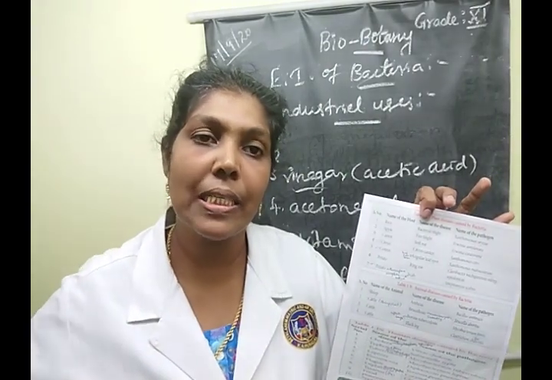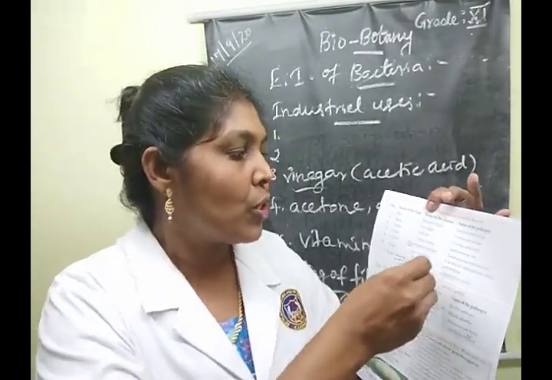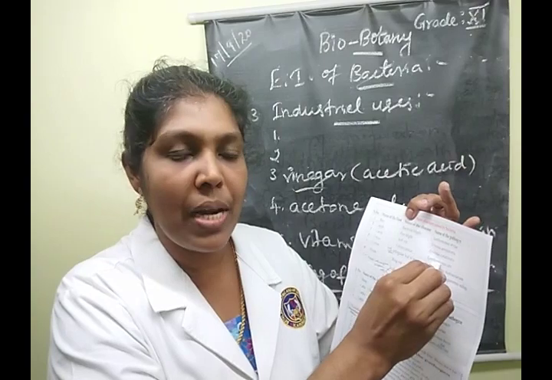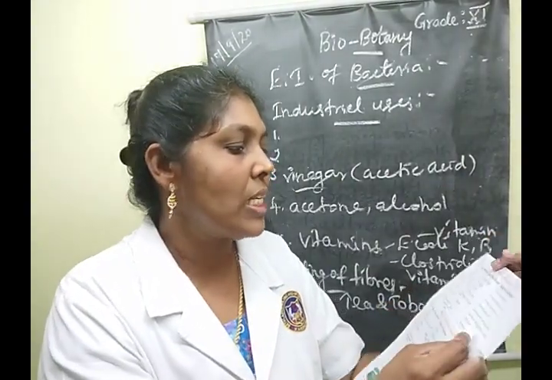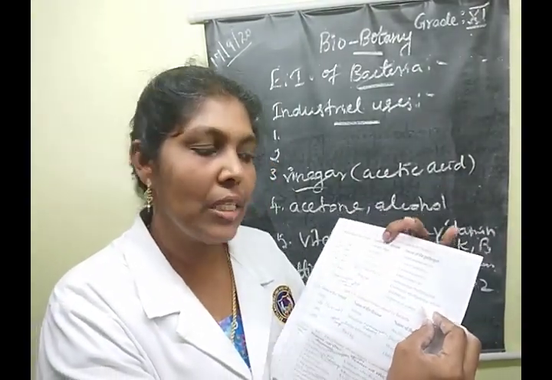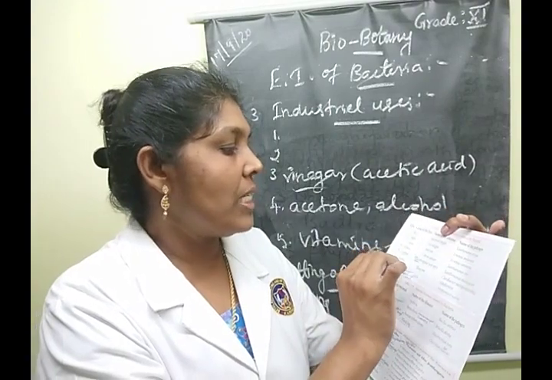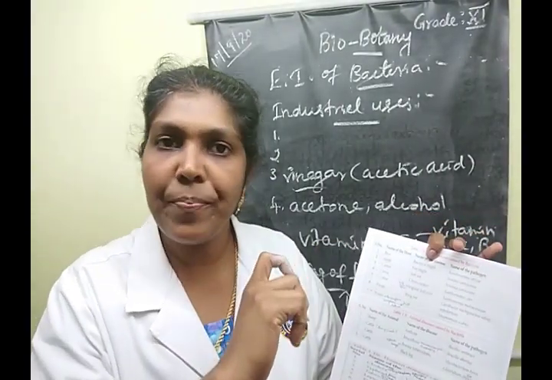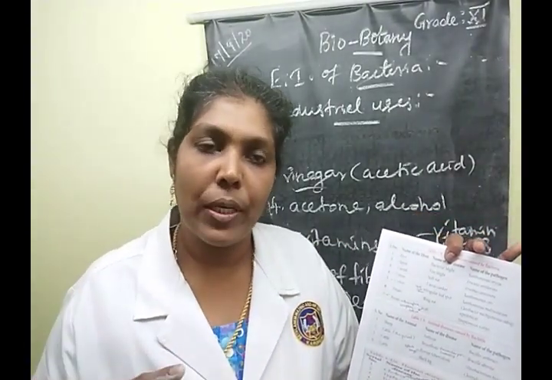Citrus has a bacterial disease called citrus canker. The bacterium that causes it is known as Xanthomonas citri. The next one is cotton. That one is angular leaf spot. That is the disease name.